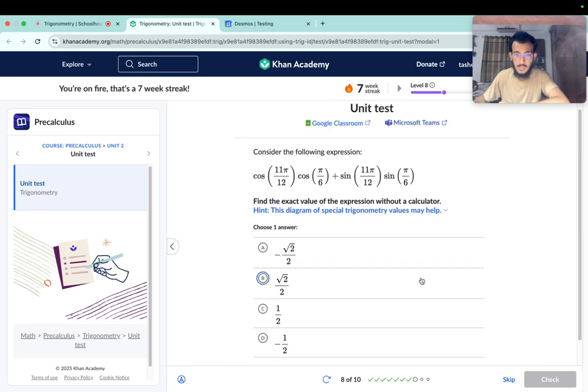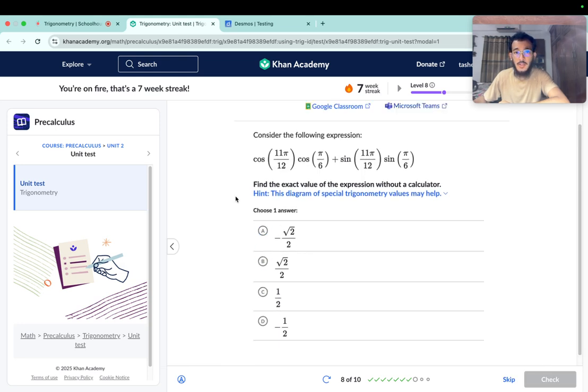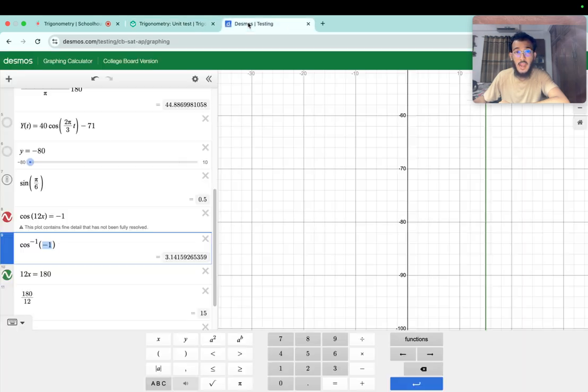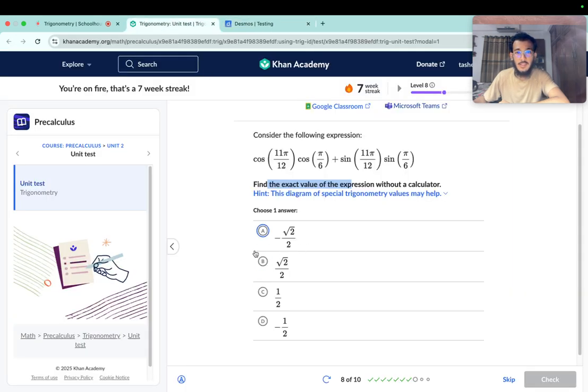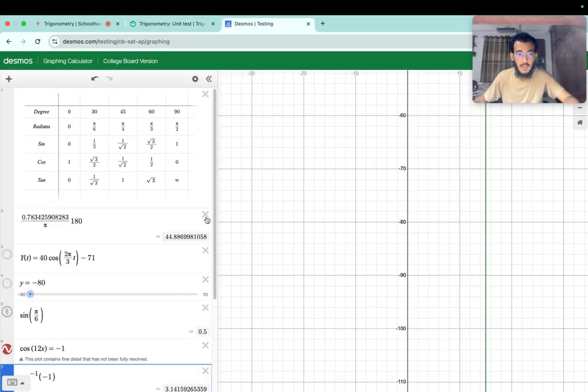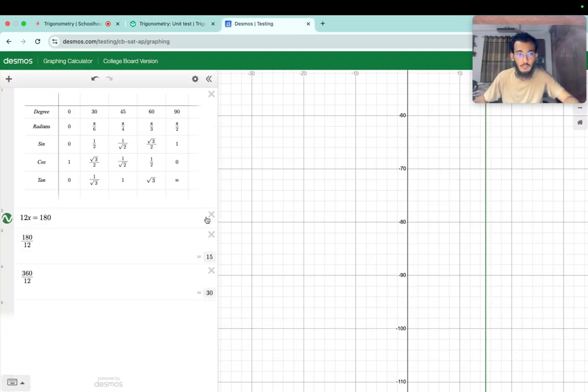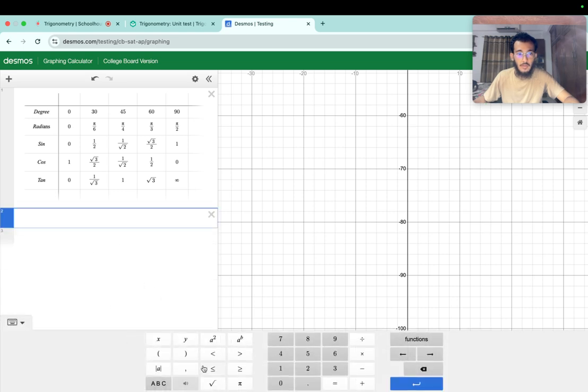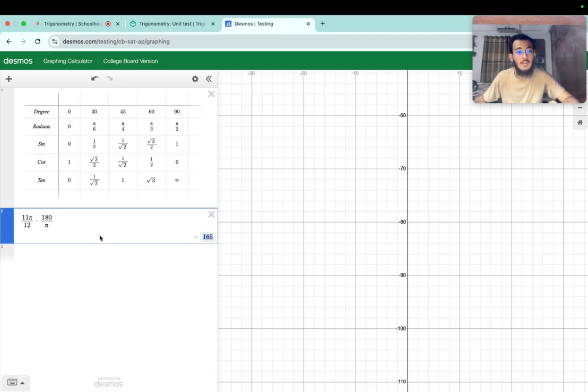Okay, that's it. For question 8, consider the following expression. Find the exact value of the expression without using a calculator. Now we need this table. So what is 11 pi by 12? We have to find this first. Okay, so 11 pi by 12. We convert this to degrees like this, so 165.